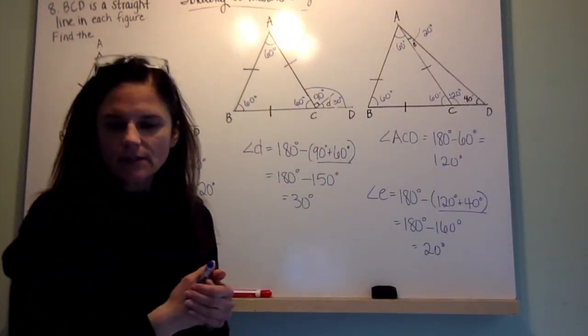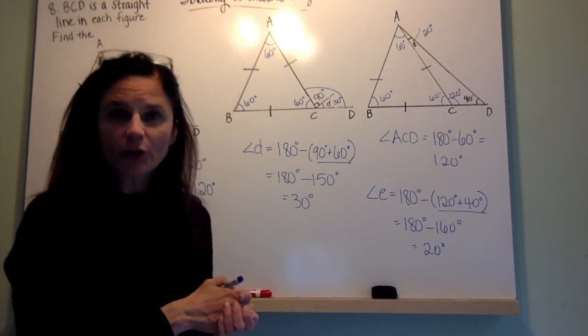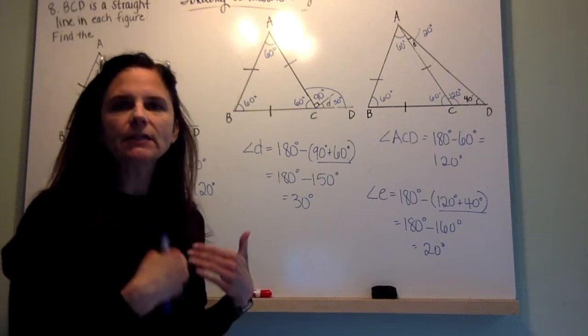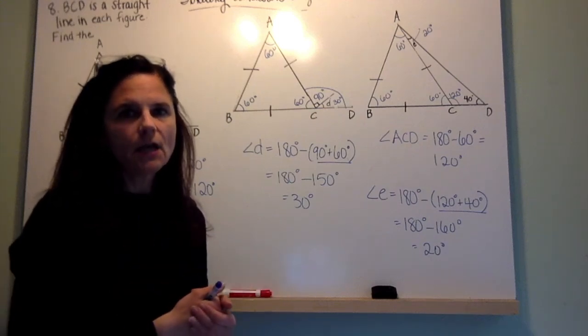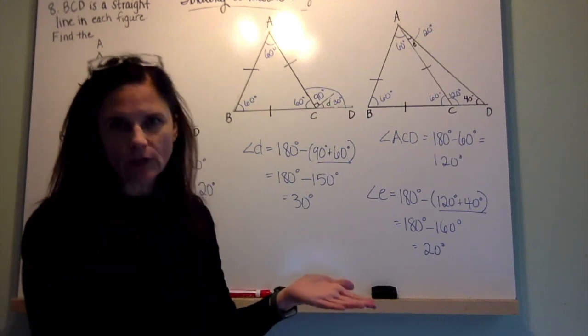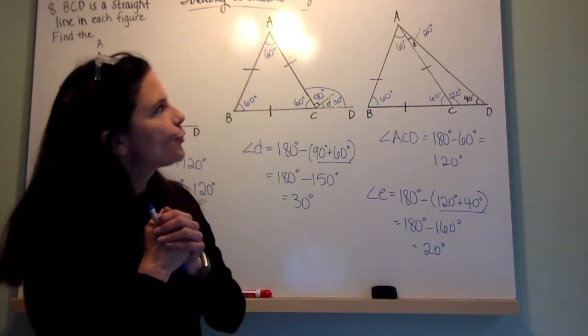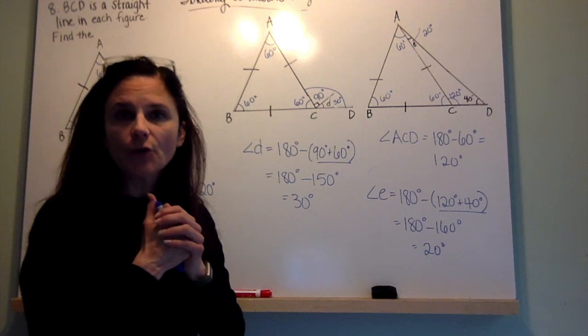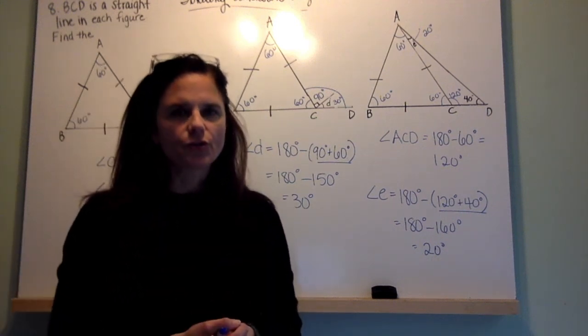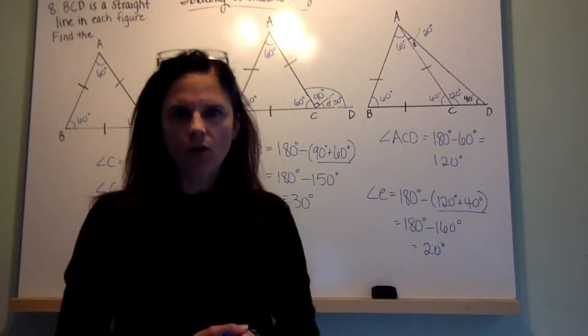So this is what we're going to be working on here for the next couple of days. It's just using these properties, line properties, triangle properties, specifically focusing on isosceles triangles and equilateral triangles to find some unknown angles. And I think it's kind of fun. I think it's kind of like a mystery, like a puzzle that you're trying to solve.